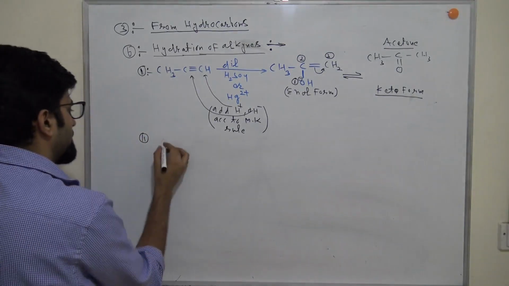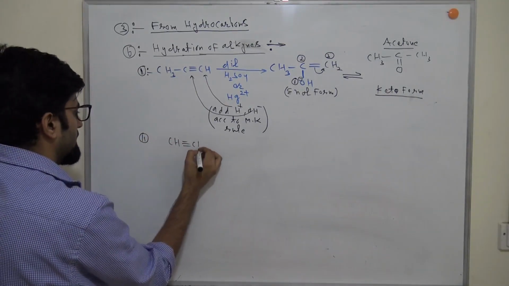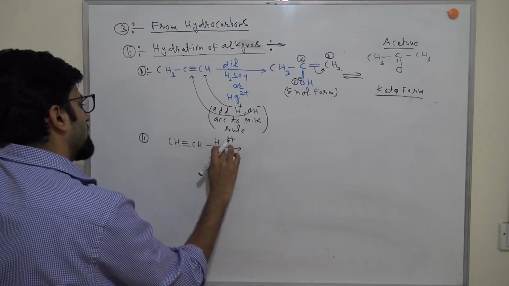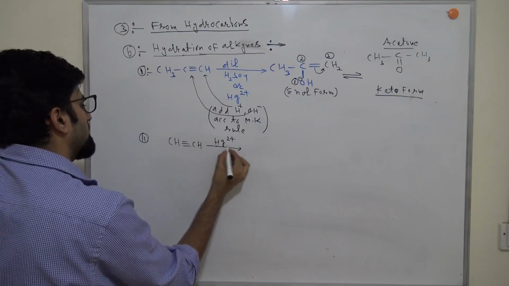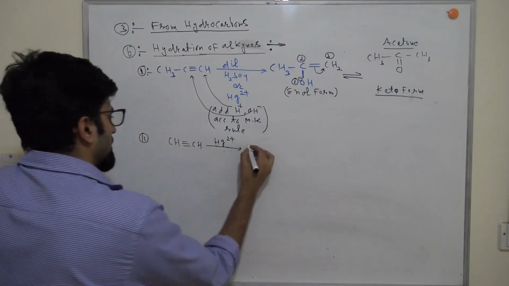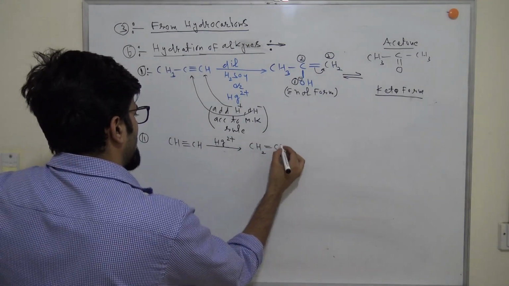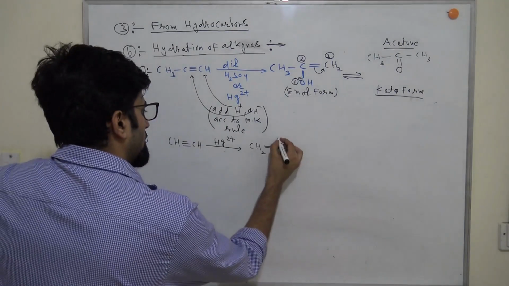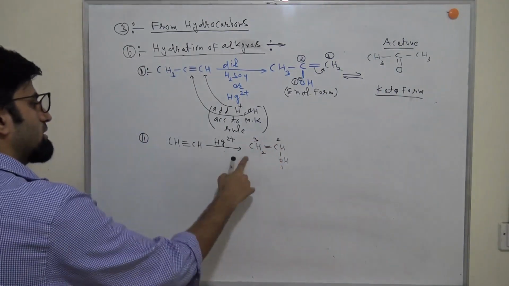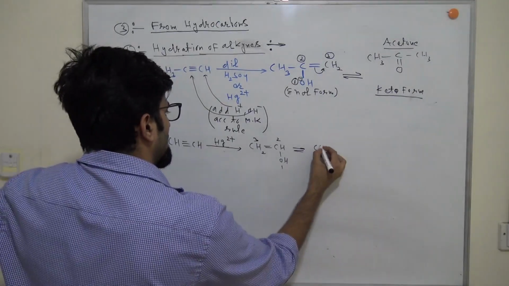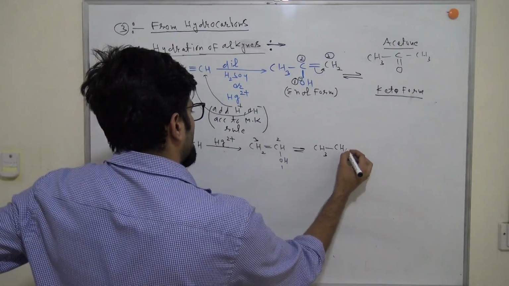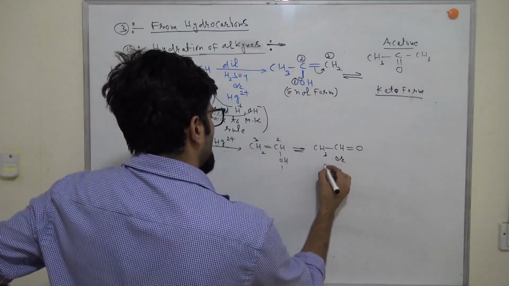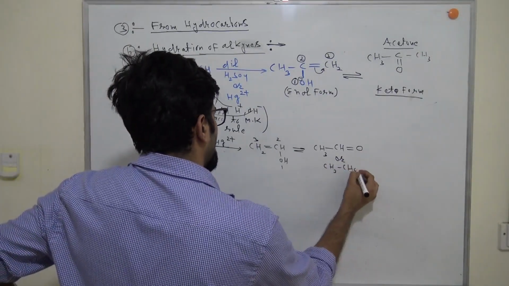Then we have, suppose, CH triple bond CH. Again, I'm asking you to complete it. Sometimes they will only write Hg2 plus, mercury 2 plus. Again, hydration. So we have CH2 double bond CH OH. 1, 2, 3. So the oxygen's hydrogen will go to the third carbon, giving CH3. This bond will become single and the other will become double. Right? So what is the answer? CH3CHO.